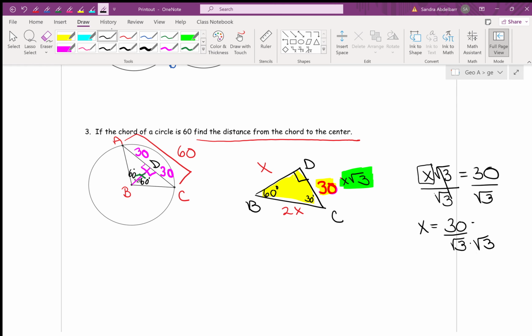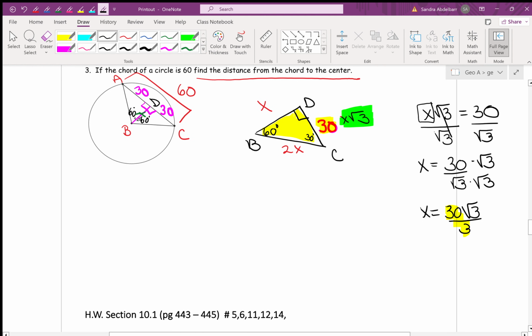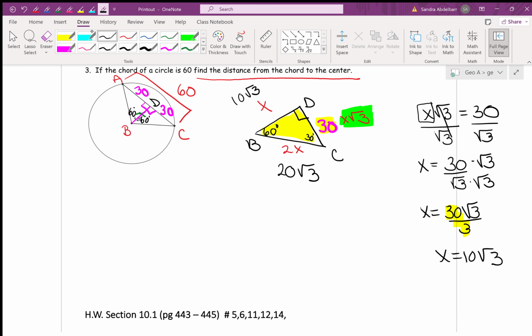Good. We need to multiply top and bottom by root 3. So we get 30 root 3 over 3. What now, Mia? Good. Now we're going to simplify this down to 10 root 3. That means BD is 10 root 3 and BC is 2 times 10 root 3. What's 2 times 10 root 3? 20 root 3.